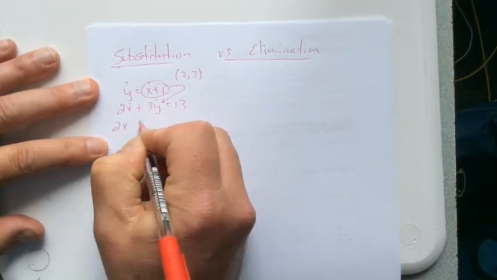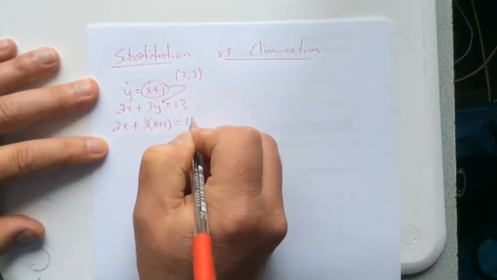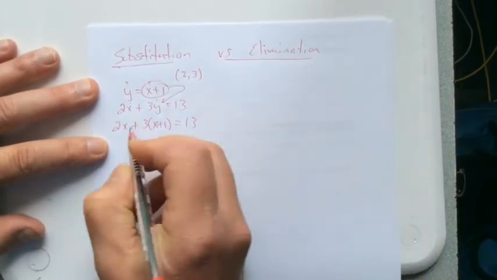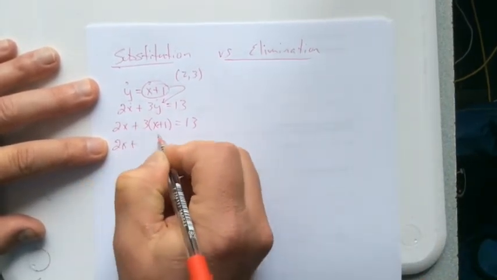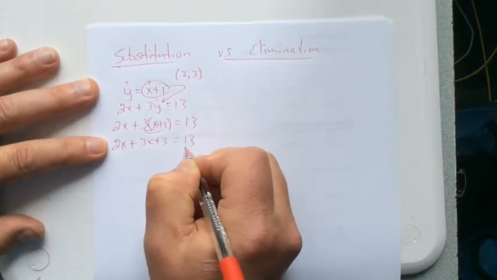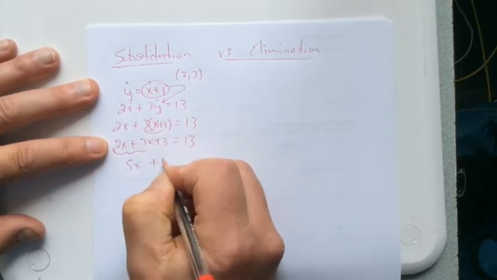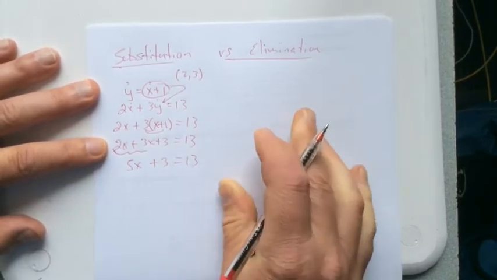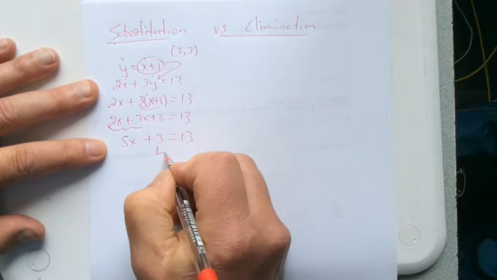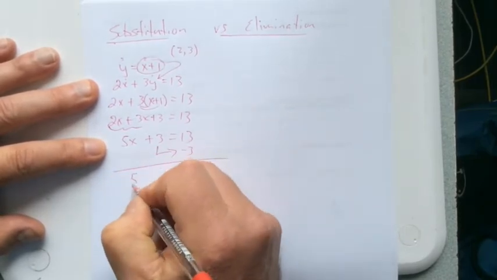So you have 2x plus 3 times x plus 1. See, now you only have one variable, so okay, 3 times x is 3x. 3 times 1 is 3. Put these two together, so we have 5x. Okay, I'm going to pick up this positive 3 and put it over there as negative 3. So that's how I teach that.